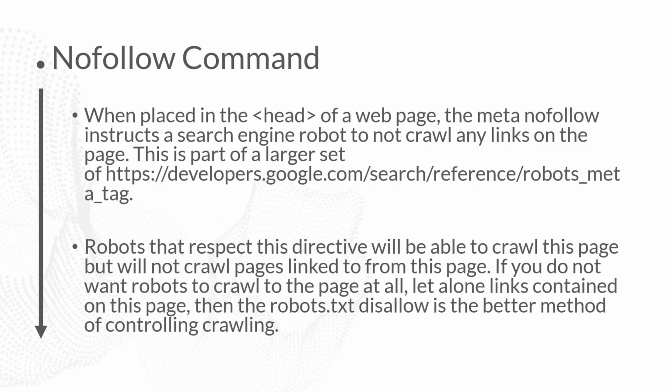And when placed at the head of a web page, the meta nofollow tells search engine robots not to crawl any links on the page. And if there are robots that respect this directive, they will crawl through the page, but they will not crawl to any pages linked to from this page. So if you don't want robots to crawl the page itself, then that's when you should use the disallow and prevent the robots from even being able to crawl that particular page. The nofollow says, okay, we've looked at page A, we've crawled page A, but we won't crawl any of the links contained on page A and go anywhere else from there.